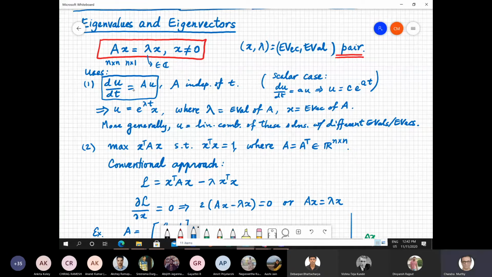Then if I consider du by dt, so if I differentiate this with respect to t, the only thing that depends on t is just this e power lambda t, and its derivative is lambda e power lambda t. And so du by dt is also equal to lambda times e power lambda t times x, which is equal to lambda times u. So Au is lambda times u, and du by dt is also equal to lambda times u, so it satisfies this differential equation. And more generally, u can be written as a linear combination of solutions of this form corresponding to different eigenvalues and eigenvectors.